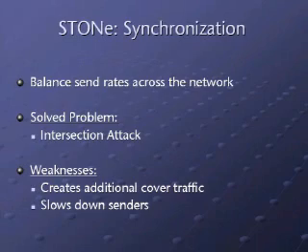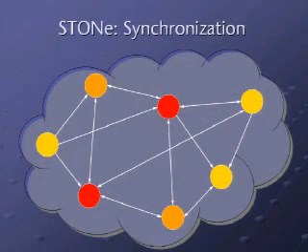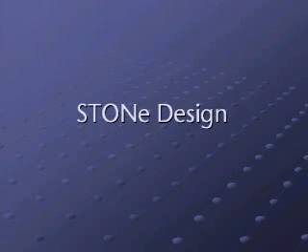So the only way Stone can actually protect against this kind of attack, since Stone uses a limited network topology, is to balance the send rate across the network. So every node has to send approximately the same rate, which creates additional cover traffic and slows down the senders on the other hand. So if there's a network where the red nodes are sending at a higher rate than the yellow nodes, we can actually balance the traffic across the network so that they all even out.